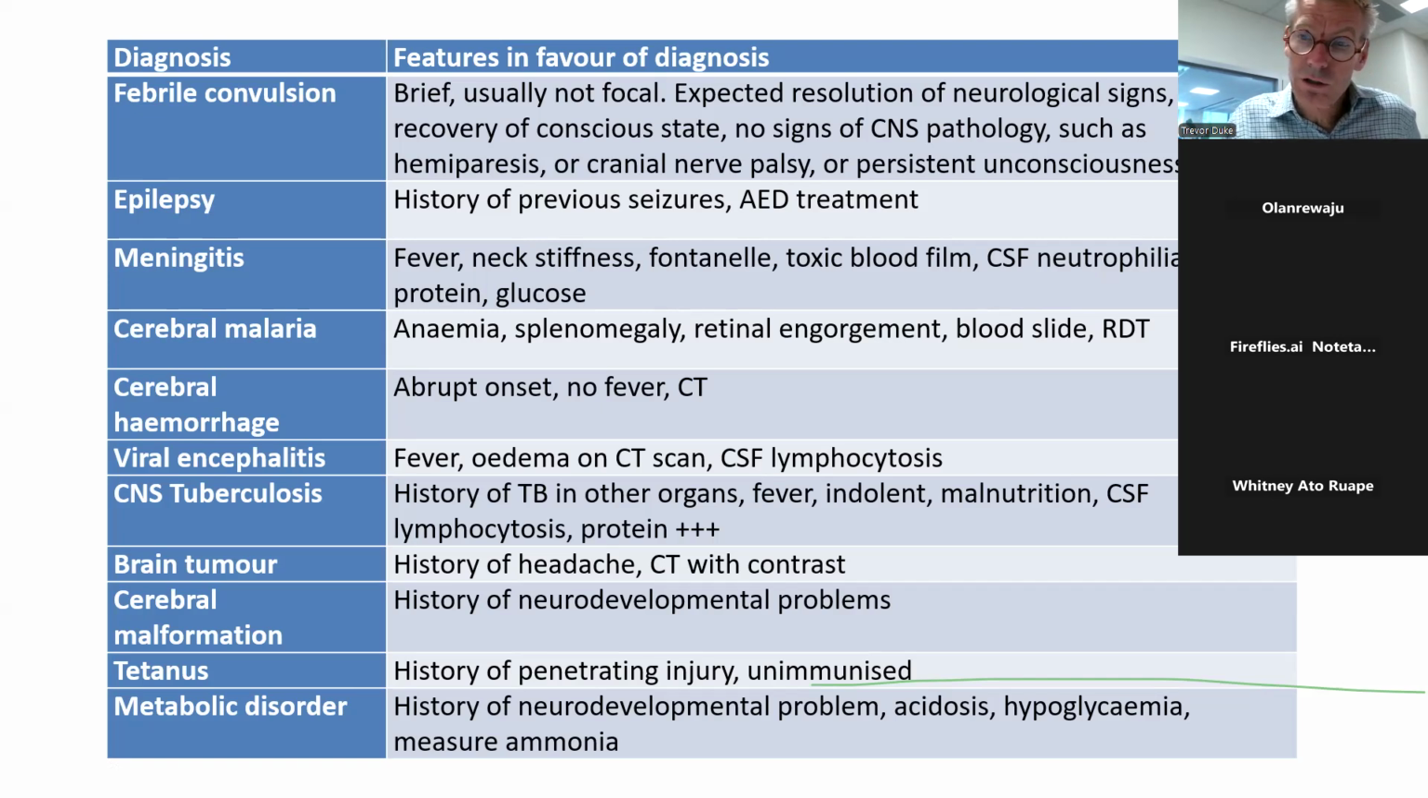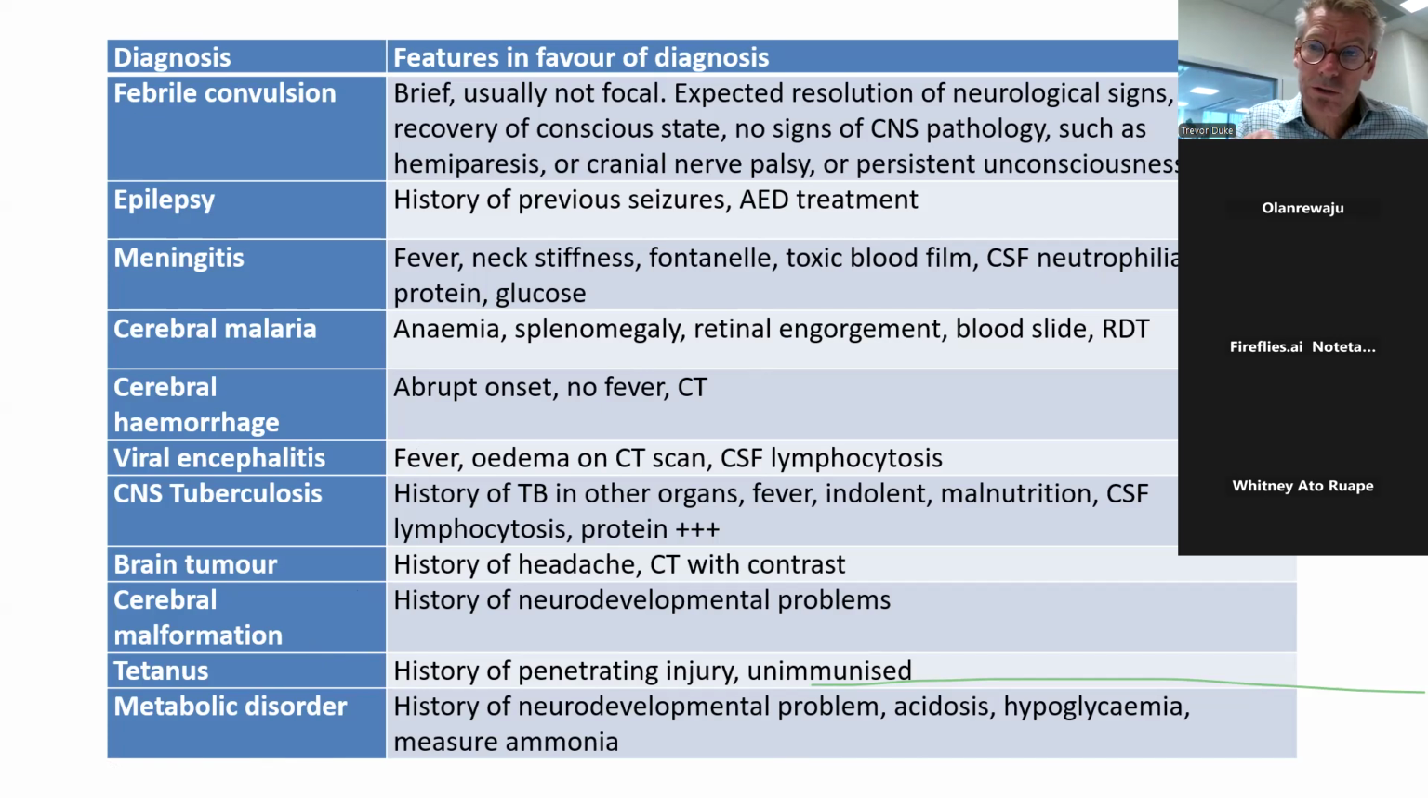Usually with a child with a cerebral malformation, there'll be a history of a neurodevelopmental problem. They won't be a normal child otherwise. And with tetanus, you know the story, a history of a penetrating injury, and usually in an unimmunized child. And similarly with children with metabolic disorders, usually there's a history of a neurodevelopmental problem, or they have these other features, acidosis or hypoglycemia, and you can sometimes measure the ammonia and that will be high.